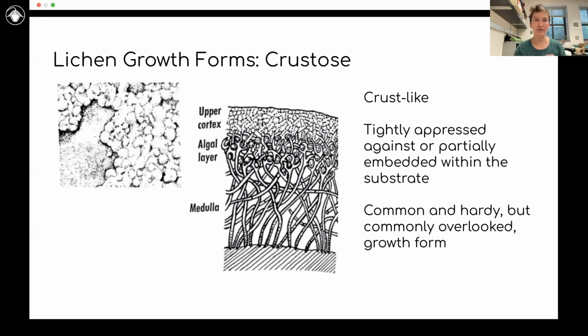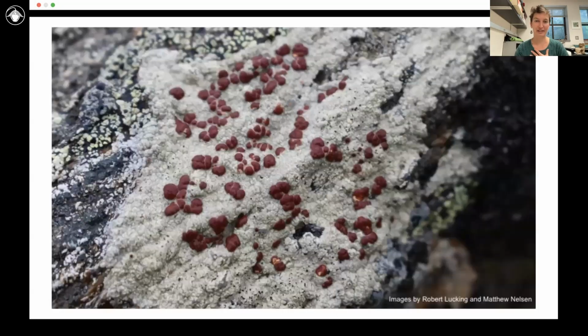And here are some examples of some beautiful photographs, not taken by me, of crust lichens. So here's one. The images in this section were all taken by Robert Looking and Matt Nelson. These are lichenologists whom I met at the Field Museum of Natural History in Chicago, but Robert Looking is now currently at the Berlin Botanic Garden and Museum in Germany.